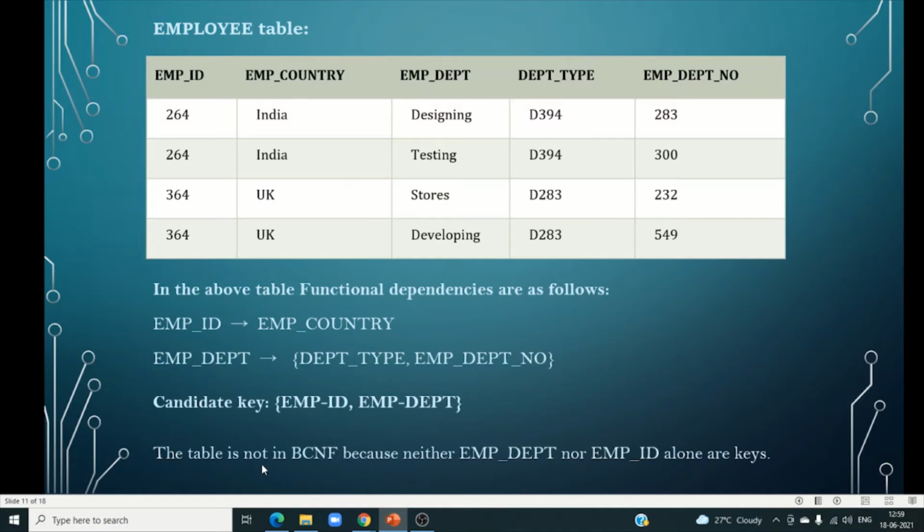The table is not in BCNF because neither employee department nor employee ID alone are keys. Here employee DEPT or employee ID are not the keys. The combination of these two must be defined as the candidate key. So now this table is not in BCNF.